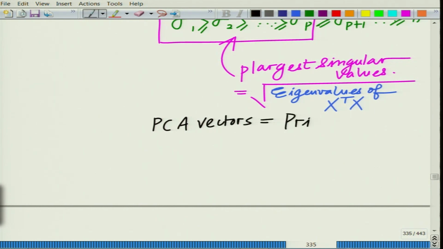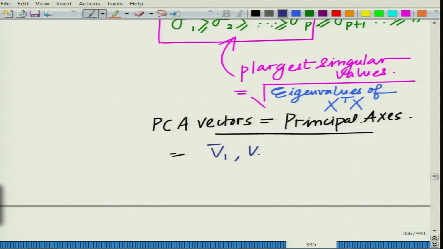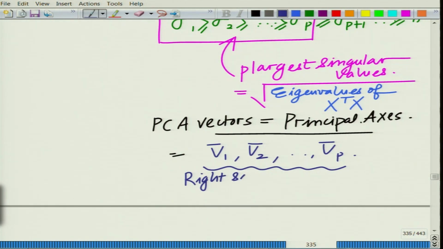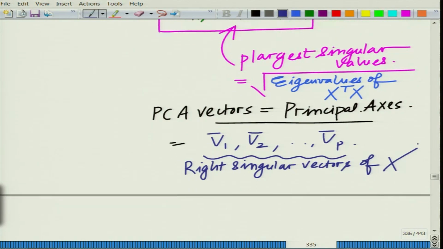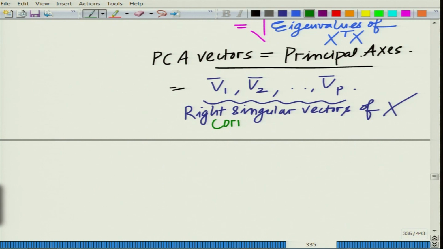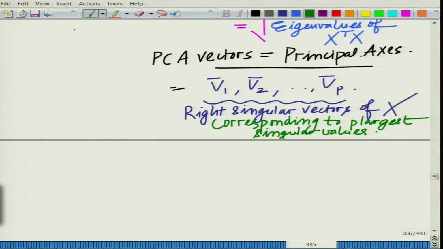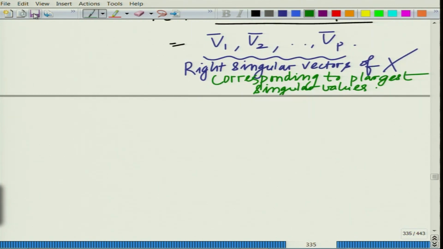And therefore, now the principal axes, the PCA vectors, are given by the vectors v1 bar, v2 bar up to vp bar. Now, what are these? These are the right singular vectors of the matrix X corresponding to the p largest singular values, and these are the principal axes.